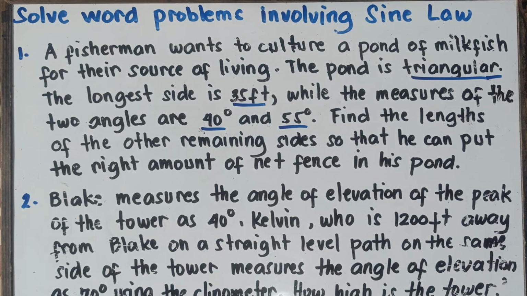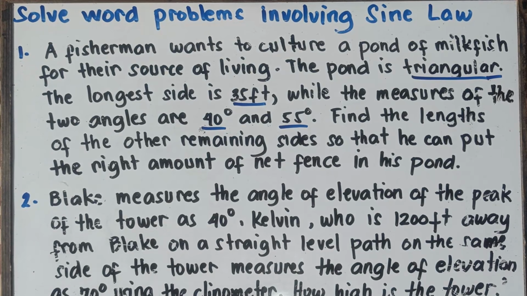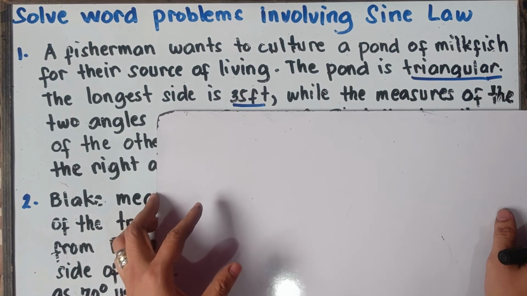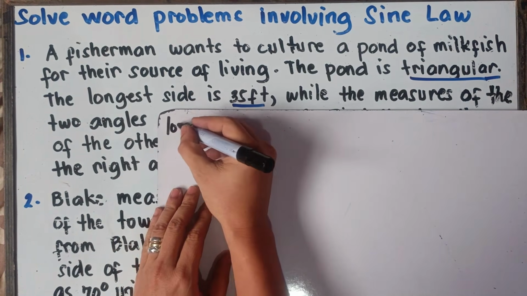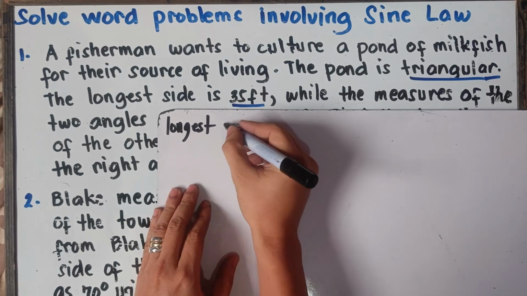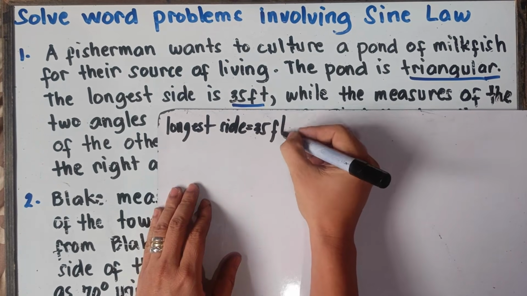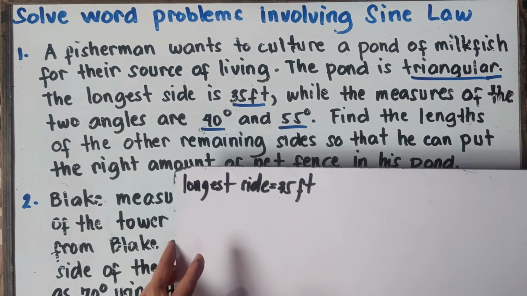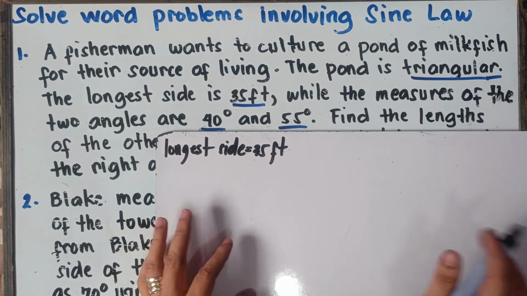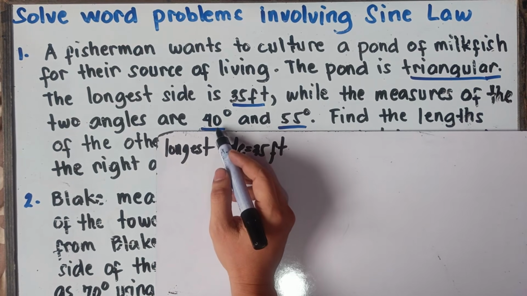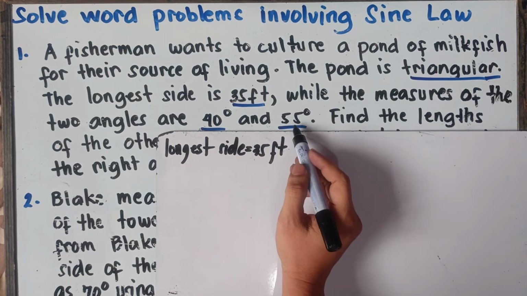Once you understand the problem, we can write down the givens to be guided. We have a triangular pond, and the longest side is equal to 35 feet. And then we have 2 angles, 40 degrees and 55 degrees. So we can have this one as angle A, 40 degrees, and this one as angle B, 55 degrees.